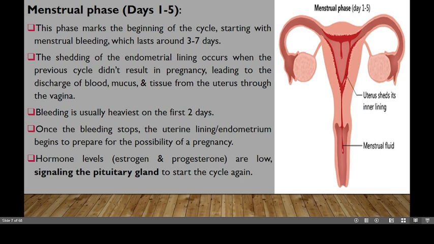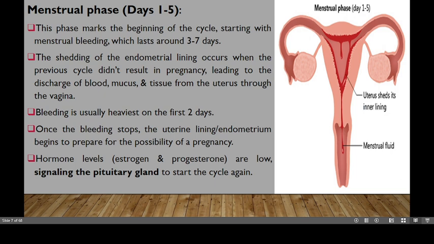Maybe starting with the menstrual phase. This phase marks the beginning of the cycle, and it starts with the menstrual bleeding. This phase can last about 3 to 7 days. The shedding of the endometrial lining normally occurs when the previous cycle didn't result in pregnancy, and this could lead to discharge of blood, mucus, and tissue from the uterus through the birth canal.